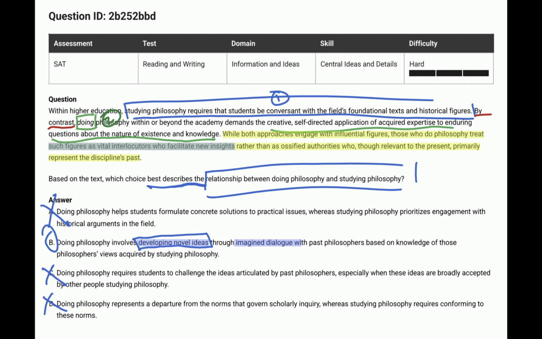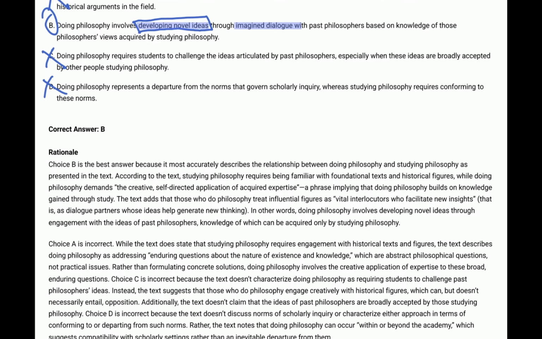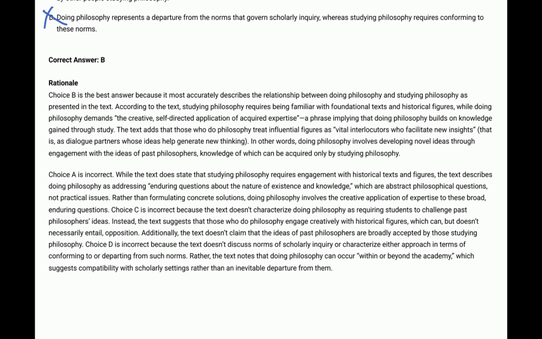And actually, you know what? Let's take a look at the explained rationale to help a bit more as well. Choice B is the best answer because it most accurately describes, according to the text, studying requires being familiar with foundational texts, while doing it demands, and this is the part that I highlighted, the creative, self-directed application of acquired expertise. It implies that doing philosophy builds on knowledge gained through study.